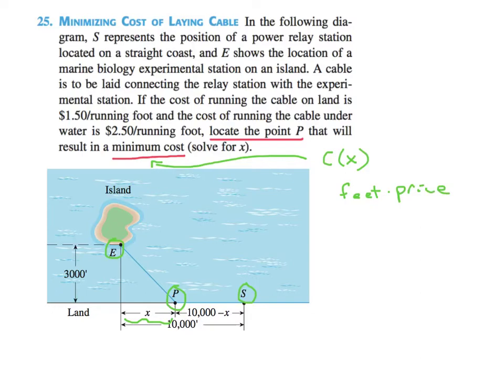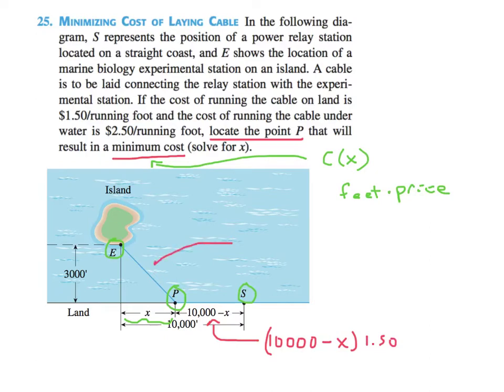And so we need to know the feet or distance times price on land plus the feet or distance times price for underwater. Now the land part is pretty easy. We know that our measurement for land is 10,000 minus X. 10,000 feet minus wherever we locate P, that's going to be our distance on land. And to figure out the price, we'll simply multiply that by $1.50 per foot.